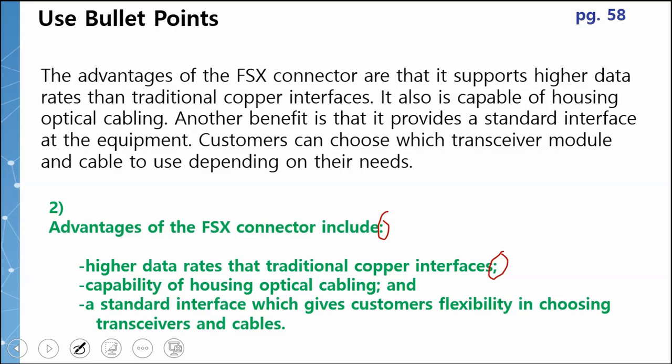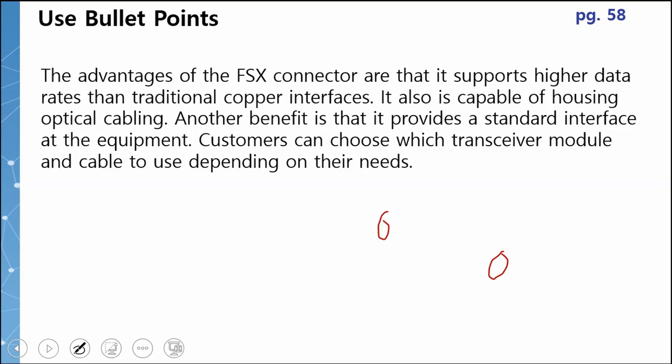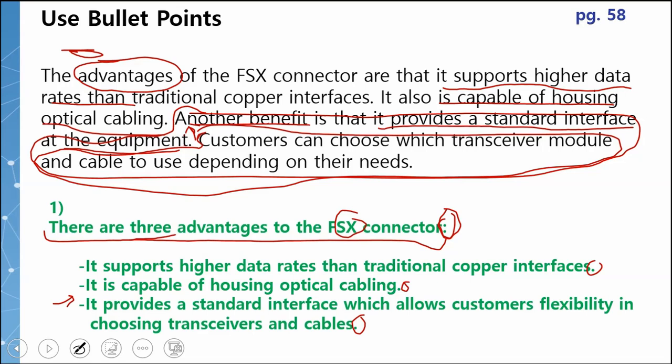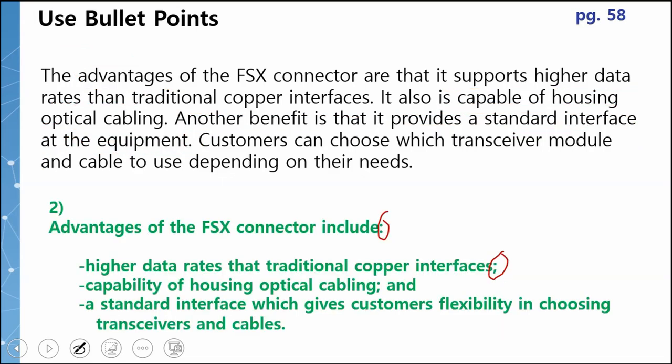And notice that these are not complete sentences here. It starts off with, advantages of the FSX connector include higher data rates. I'm not using a complete sentence like I did previously. It supports, it is capable, it provides. I'm not doing that. I could also just write higher data rates than traditional copper interfaces; capability of housing optical cabling; and, before the last item on the list, put "and" after the semicolon, continue, and then use a period to finish. Now that is a standard way to do it. That is a widely accepted method of using bullet points. It is a little bit more formal, but again, if you're writing a formal email, this is much better.